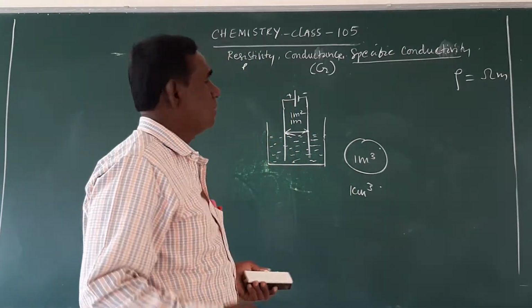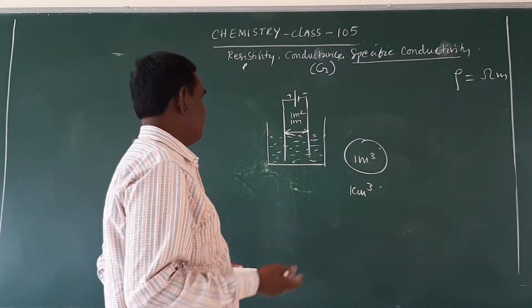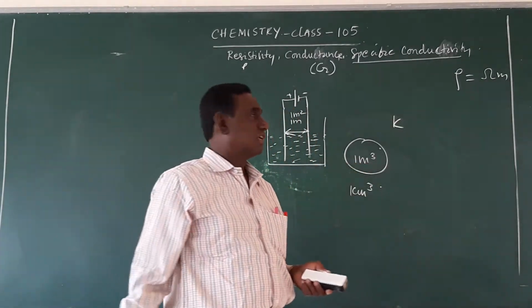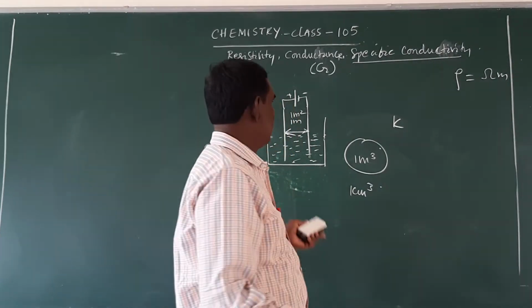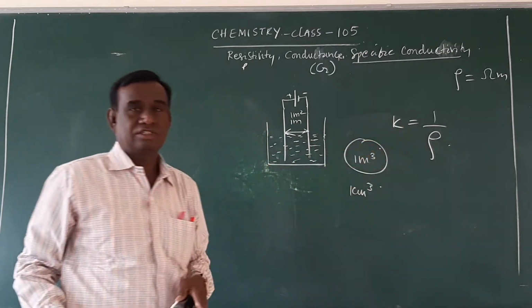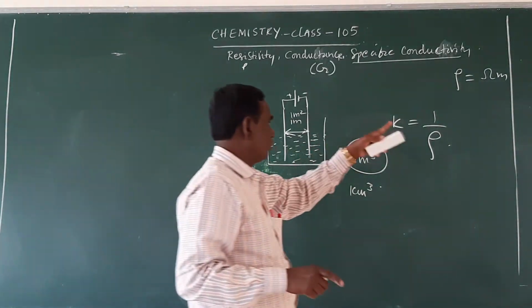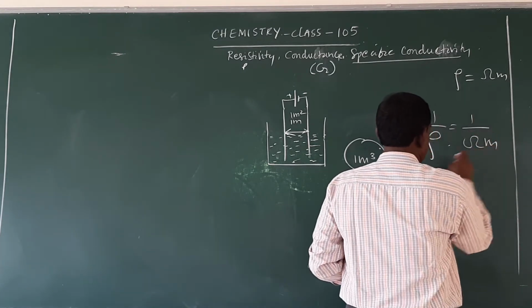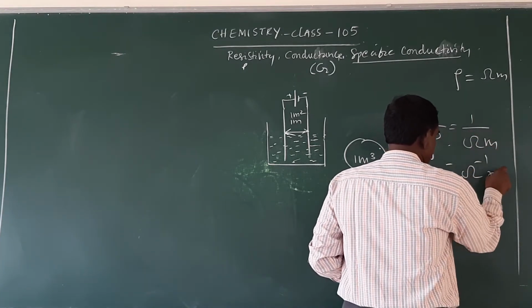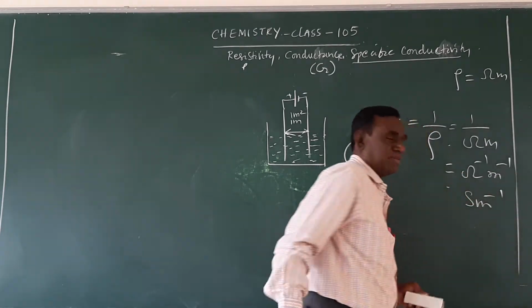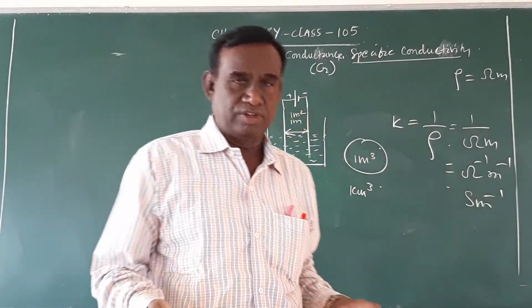What is the unit of the specific conductivity? The specific conductivity is denoted by the letter K. It is the reciprocal of specific resistance, that is K is equal to 1 by rho. So that will be 1 by ohm meter, which is ohm minus 1 meter minus 1, that is Siemens per meter. That is the unit of specific conductivity.